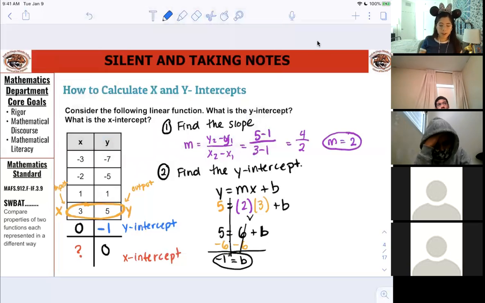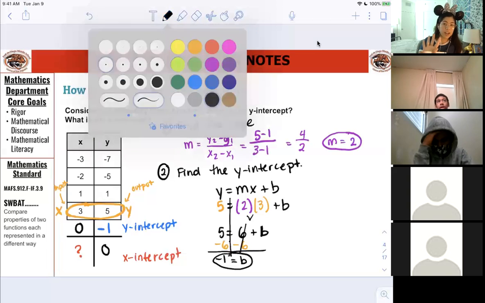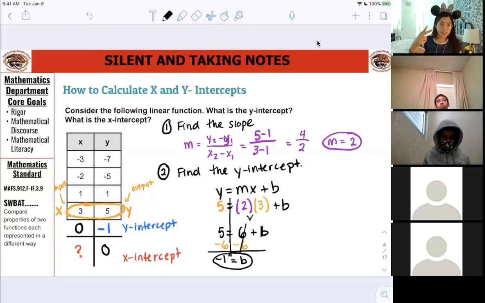Questions on how I find the y-intercept? We're almost there. Step 3, ready? And we're going to do this, by the way, like 4 times today. So we're all doing step 1, step 2, step 3. We're going to do it over and over till it makes sense. Step 3 is now we have to find the x-intercept. That's our missing piece.